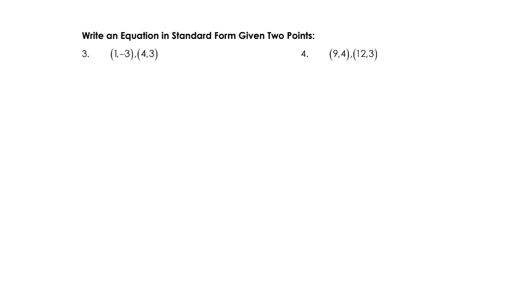Okay, on the back side here, looking at 3 and 4, if you remember our steps from the front, the first thing we have to have no matter what is the slope. So looking at number 3, we don't have the slope. That's going to be the first thing we have to do. So m equals 3 minus a negative 3 over 4 minus 1 would give us 6 over 3, which simplifies to 2. Step 2 says choose one of the 2 points to use.